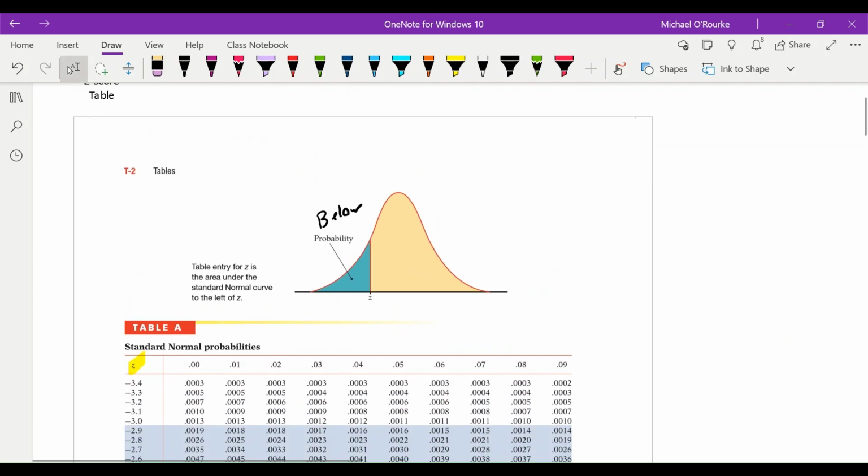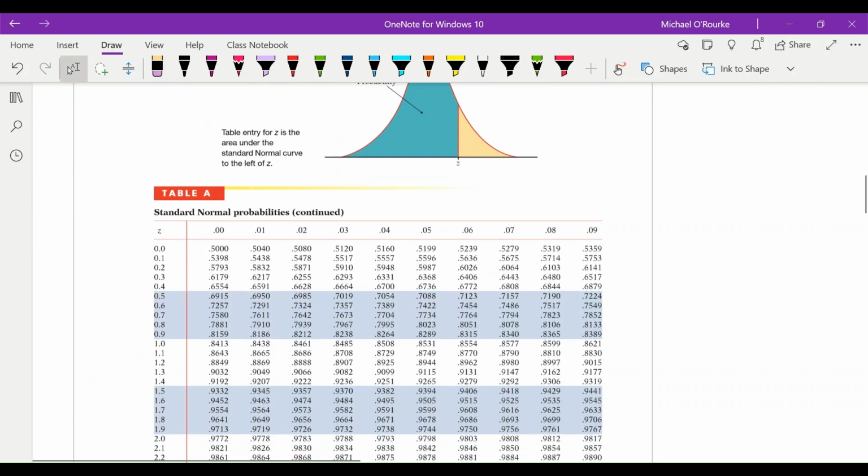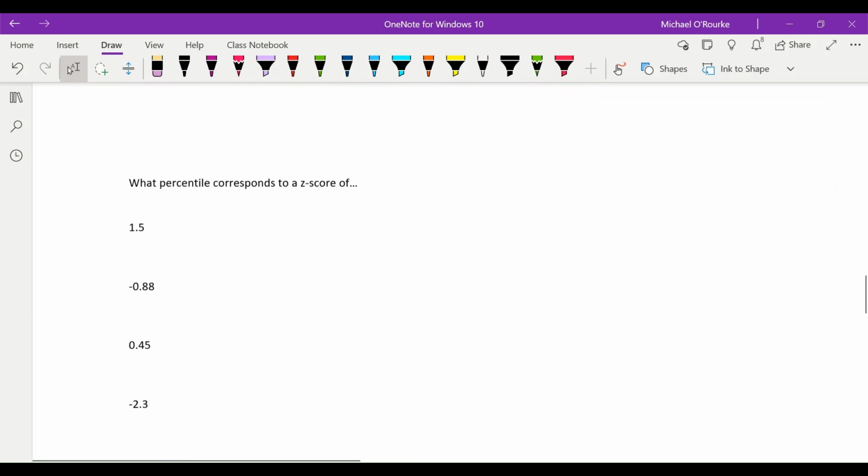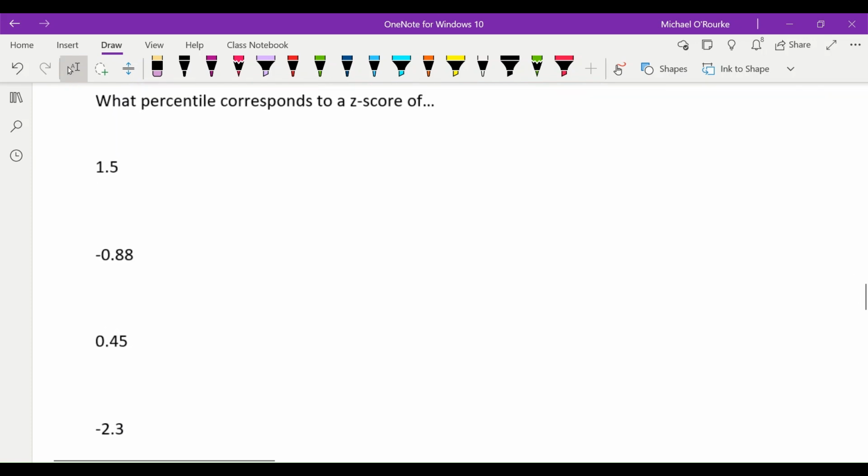Okay, so you're always looking for below. Let's do some numbers here. Let's actually do above and below. So what percentile corresponds with a z-score of 1.5? So that'd be 1.50.